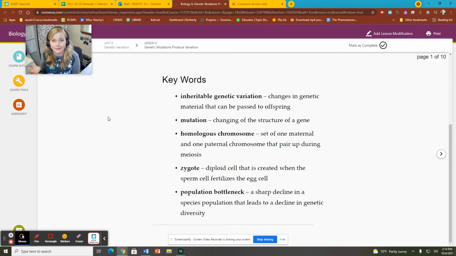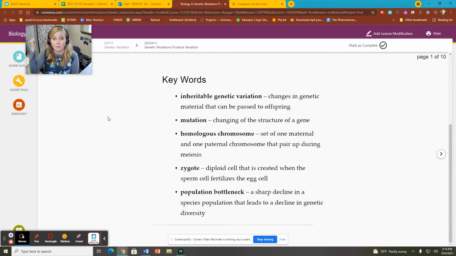We've talked a lot about inheritable genetic variation. These are variations in a population that can be passed on from parent to offspring. And as you know, that means those variations need to be present in the egg or sperm in order to be passed on. They just can't be passed on any other way. These inherited genetic variations come into existence often through mutations.